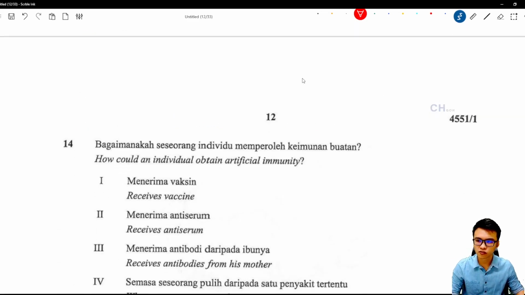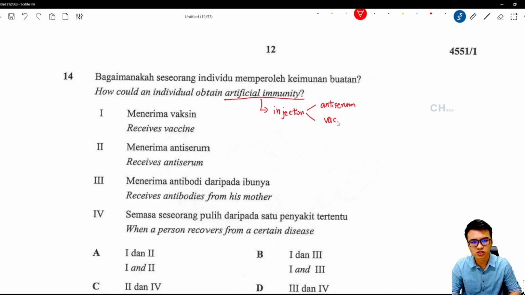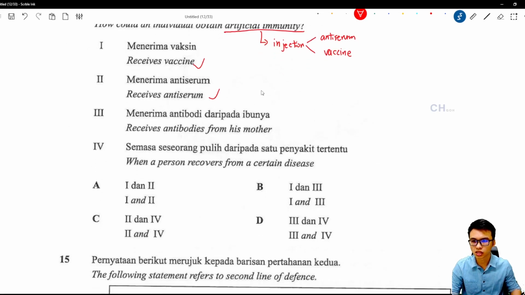Question 14. How could an individual obtain artificial immunity? Artificial immunity is the immunity that you get by injection. We have two types of injections here, anti-serum and vaccination. So receive vaccine and receive anti-serum will be the correct one, 1 and 2.